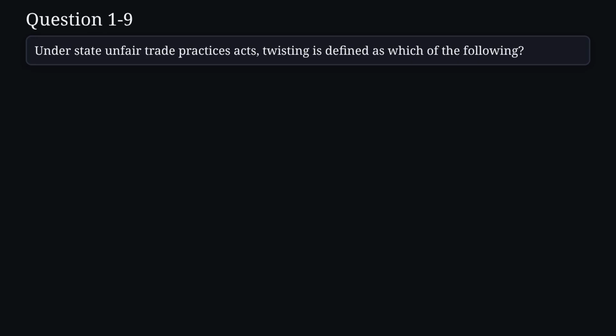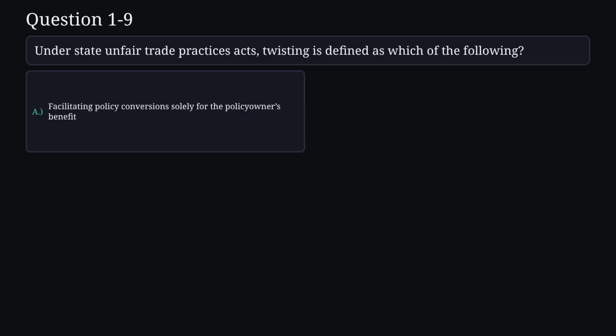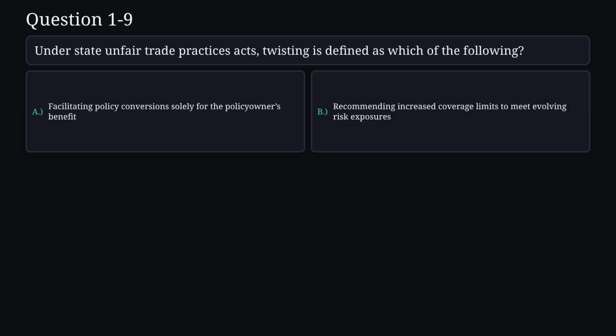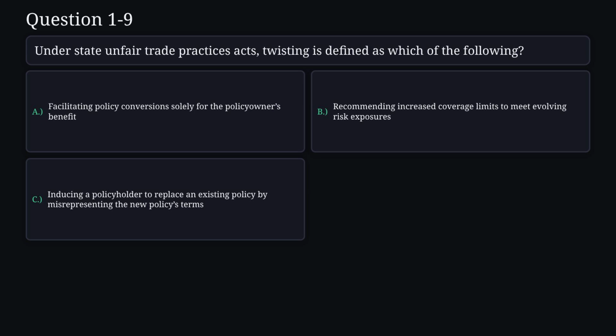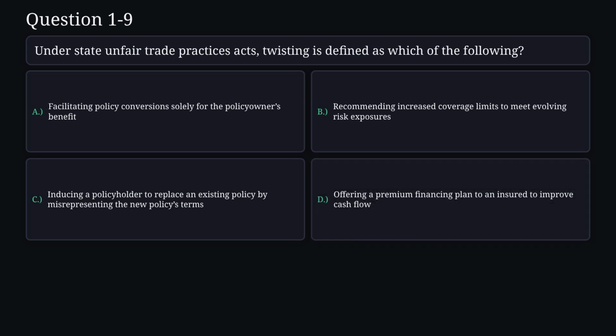Question 9. Under State Unfair Trade Practices Acts, twisting is defined as which of the following? A. Facilitating policy conversions solely for the policyowner's benefit. B. Recommending increased coverage limits to meet evolving risk exposures. C. Inducing a policyholder to replace an existing policy by misrepresenting the new policy's terms. D. Offering a premium financing plan to an insured to improve cash flow.